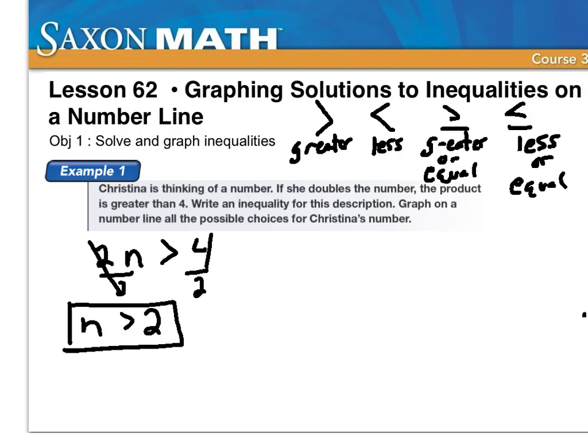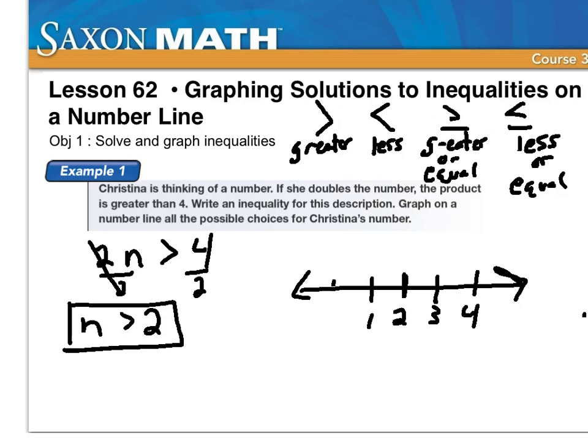And we graph inequalities on a number line. The first thing we need to do is make a number line. A number line is one of these. Now, when you make your number line, I always want you to put the number you get for your variable in the middle of it. So I'm going to put a little tick mark here and put 2 in the middle. Then I want to number a couple numbers on each side of 2. So I will go 3 and 4 and 1 and 0. So here's my number line.